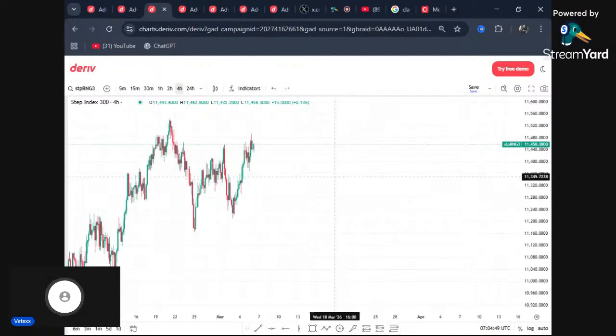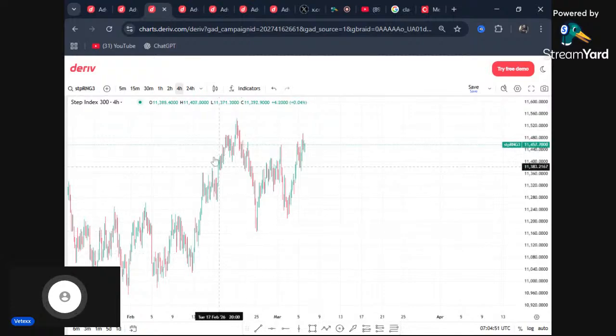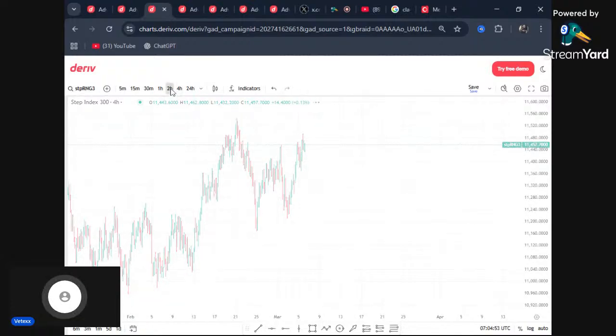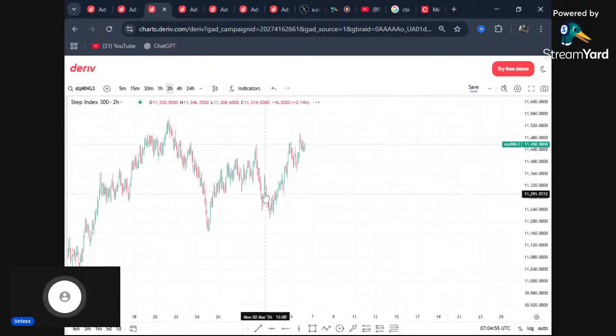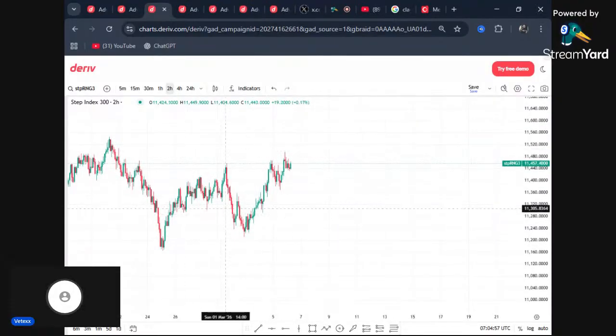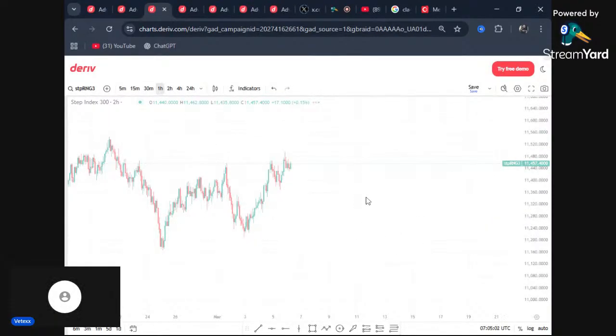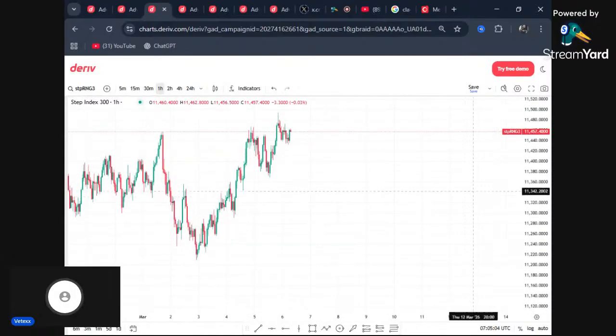What do we have on step 300? Step 300 is bullish on the weekly time frame. So on the 2-hour time frame, we have a setup on step 200. On the 2-hour time frame, we can't see anything clearly. So let's go to the 1-hour time frame and check if you see a continuation.